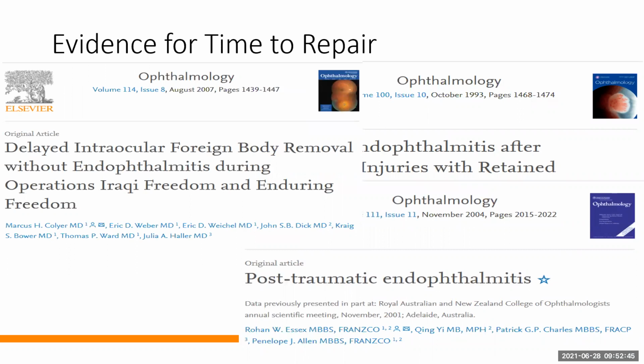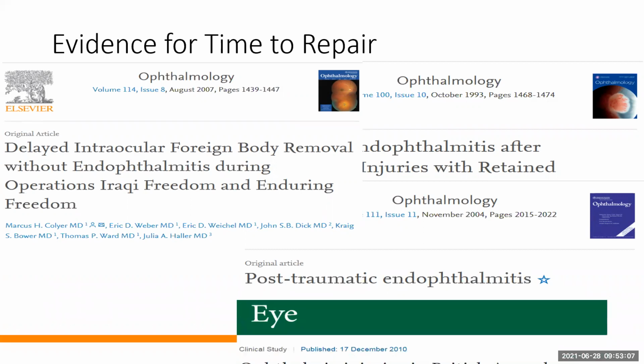The risk is certainly higher with intraocular foreign bodies, but actually US military evidence from the war in Iraq suggested that you could leave intraocular foreign bodies in place for quite a long time. They left them in place for actually up to 3 months in some cases, after giving patients high doses of systemic antibiotics as prophylaxis against infection.